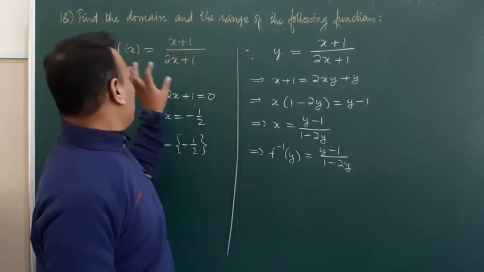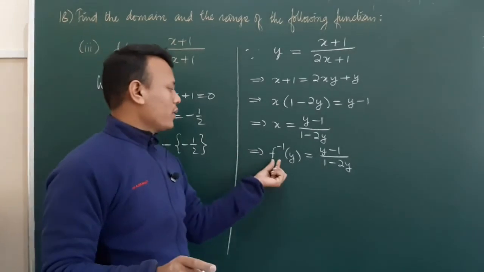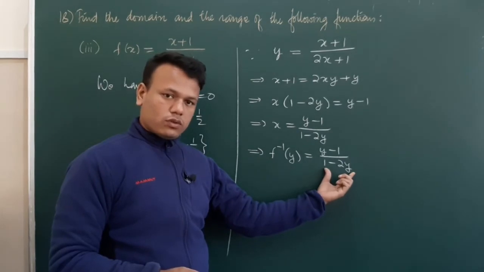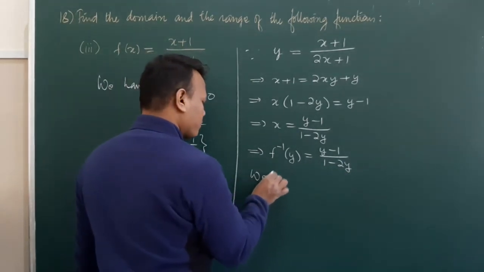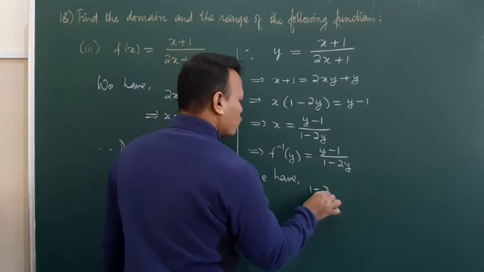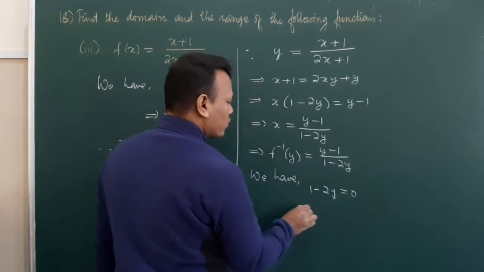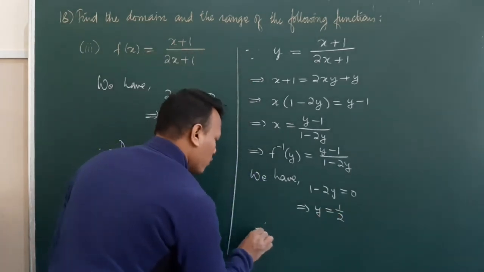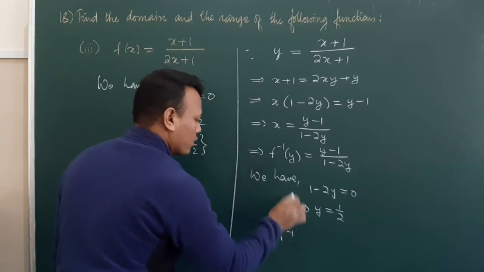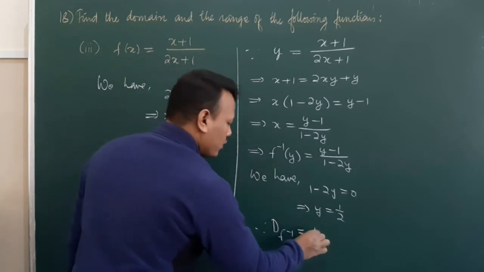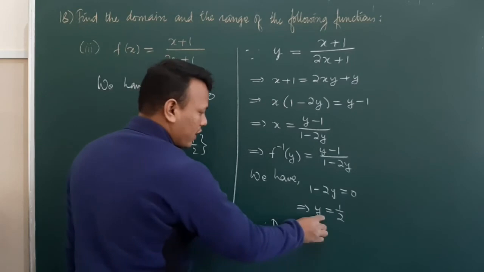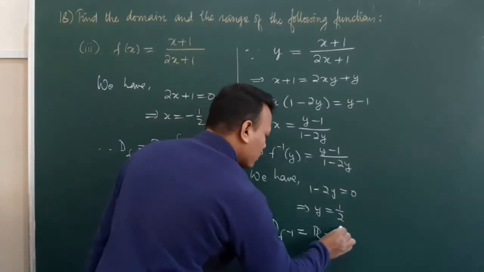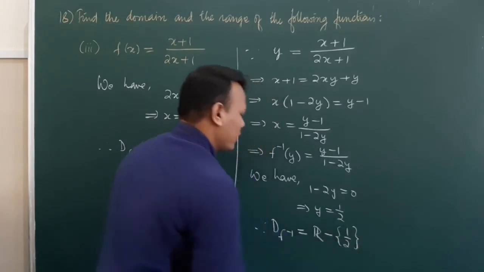Now to find the range of f, we will find the domain of f inverse. Now to find the domain, the denominator should not be equal to 0, isn't it? So we have 1 minus 2y equals 0. That is, the denominator will be 0 if y is equal to half. So the domain of f inverse turns out to be any real number other than half. The value of y should not be equal to half. If this is half, then this denominator becomes 0. So that's why I am excluding half.